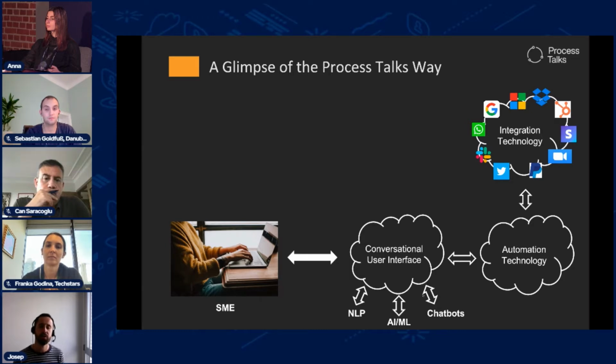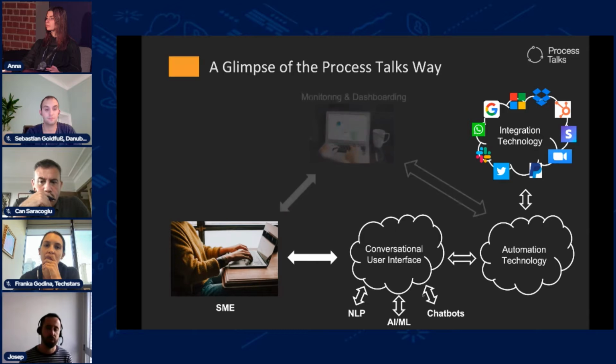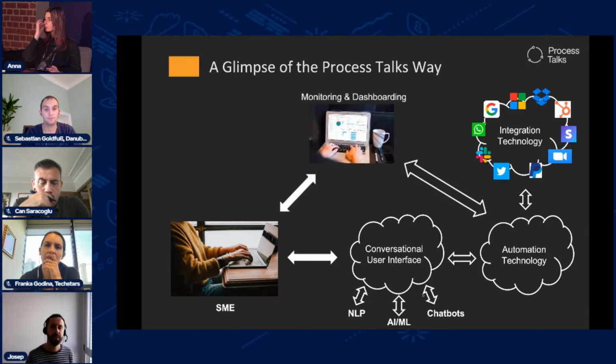You can think of this conversational interface as a kind of process Alexa. Simply by interacting in very natural language, you can get your work done and your automated processes deployed. And in the back, what they receive is a dashboard monitoring their processes, okay?